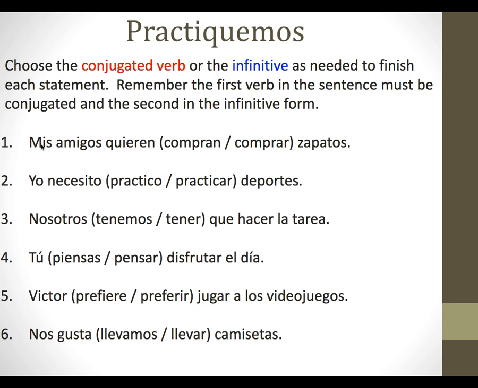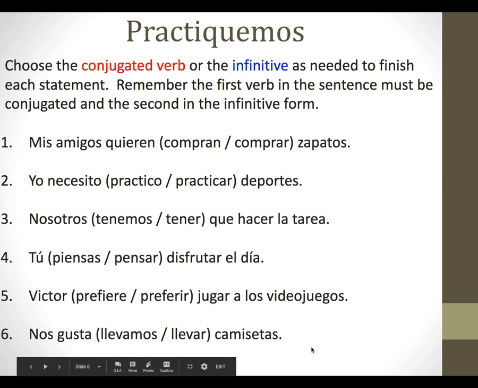So for this one, because we say my friends want, notice this is a conjugated verb. So the only choice here would be comprar, because we want to say my friends want to buy shoes. We don't want to say my friends want they buy shoes. That doesn't make sense, okay? So remember, the first verb in the sentence needs to be conjugated, and the second one must be an infinitive, okay? Pause the video and see if you can finish 2 through 6.